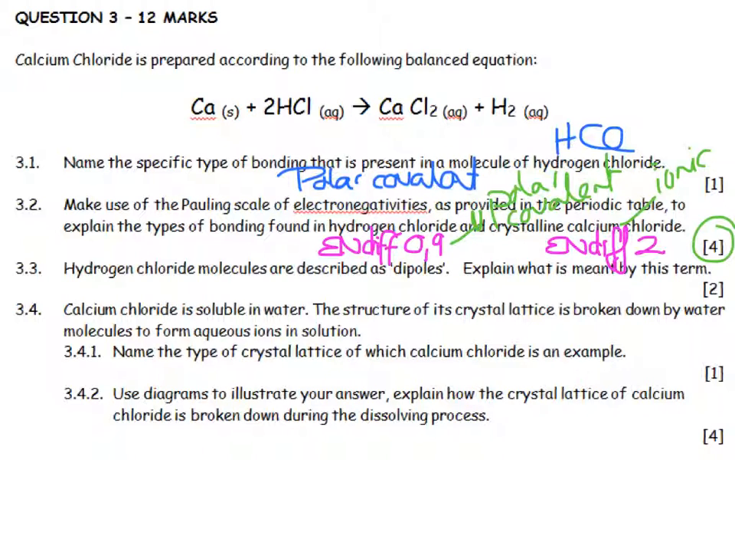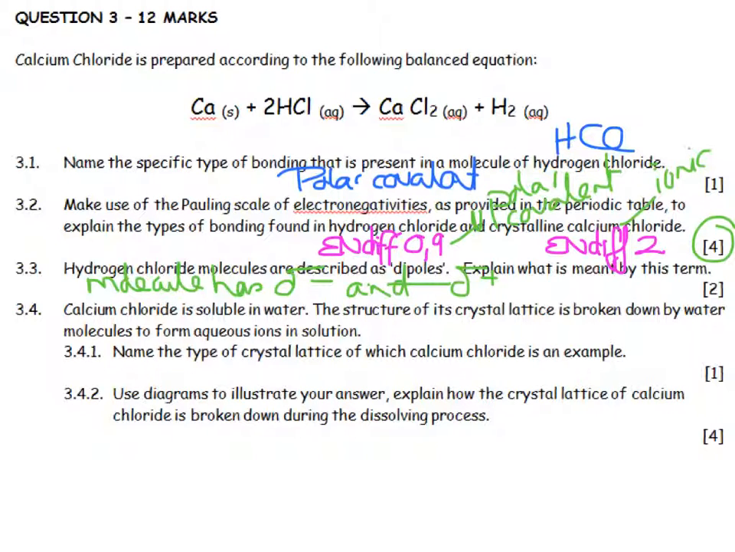Hydrogen chloride molecules are described as dipoles. What does that mean? It means that the molecule has, you could say, an electron cloud wobble, you could say an uneven electron cloud distribution, but I would accept a slightly negative and a slightly positive side. Calcium chloride dissolves in water, is soluble in water. The structure of its crystal lattice is broken down by the water molecules to form aqueous ions in solution. Name the type of crystal lattice in calcium chloride. Your mark came from saying that this was an ionic lattice.